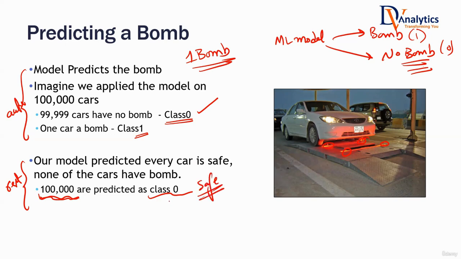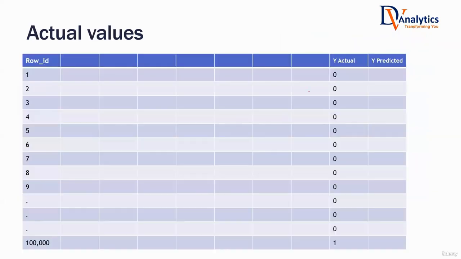Shall we find out the accuracy of this model now? How do you find out the accuracy? First, you have to take the y actual values. 1, 2, 3, and so on. These are all zeros. This is 1. Is the y actual column clear to all of you? 99,999 cars have no bomb. One car has a bomb. Now, what are the y predicted values? For the first car, what will be the predicted value? 0. Second car? 0. Third, fourth, fifth, for all the 1 lakh cars. What about this car with the bomb? What is our model predicting? 0. This is also predicted as 0. All the 1 lakh cars are predicted as class 0.